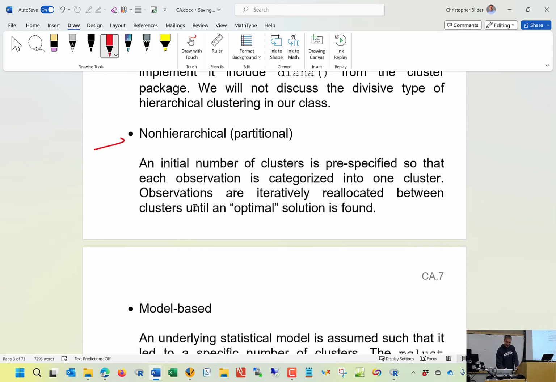The second way is now non-hierarchical. As you might imagine, there's other names like partitional. And this is how this works. Suppose you come up with an initial guess somehow, just off the top of your head, and you say, I think there's going to be 5 clusters. And so what non-hierarchical will do is an iterative method that tries to put all the observations into 5 clusters. You'll see what the iterative method is as we go along.